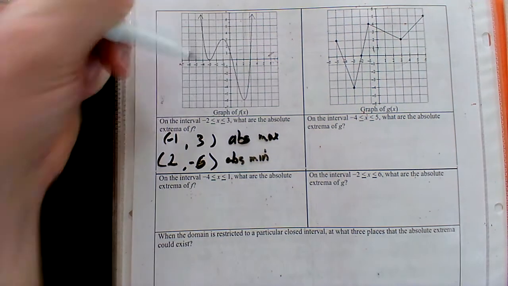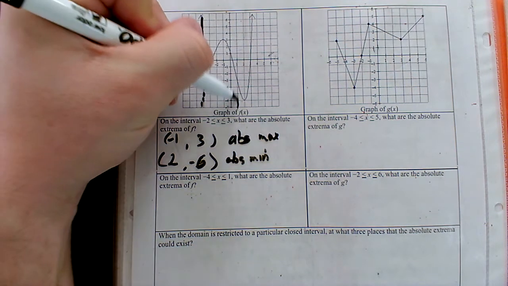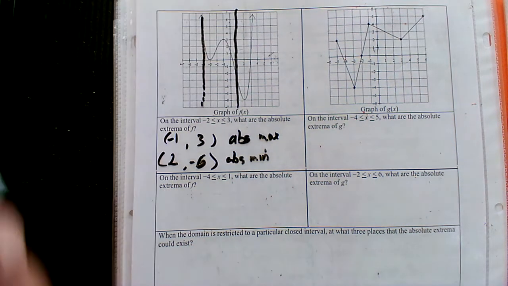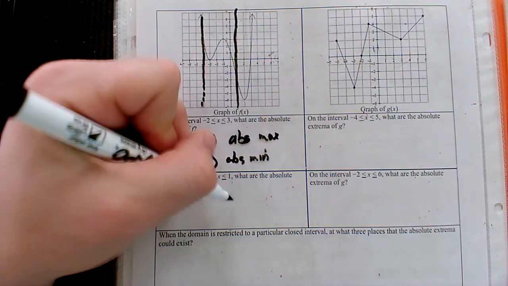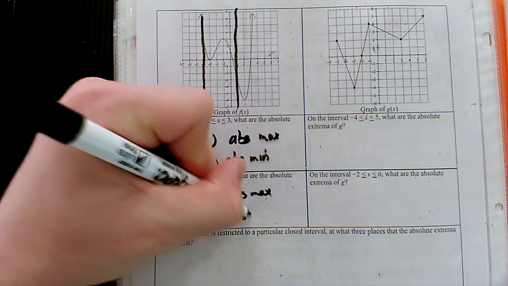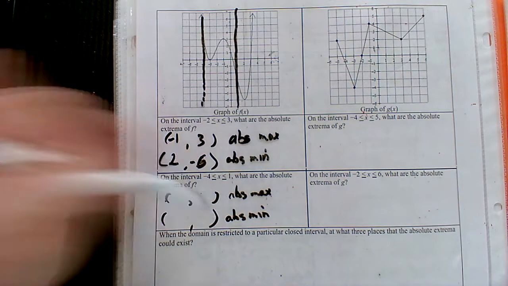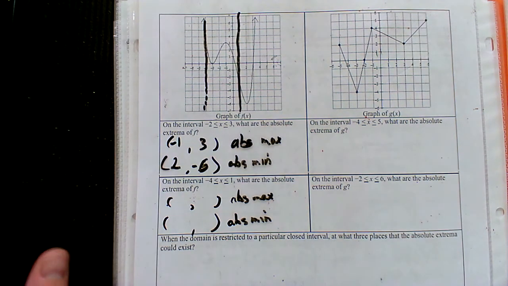On the interval -4 to 1. So our interval is changing this time. We're going from here to here. What are the absolute extrema? So an absolute max, and we need an absolute min. Go ahead and find those two. If you want to shade it with your pencil, shade the area so you know where you're looking, and then you can erase it when it asks you for a different interval.